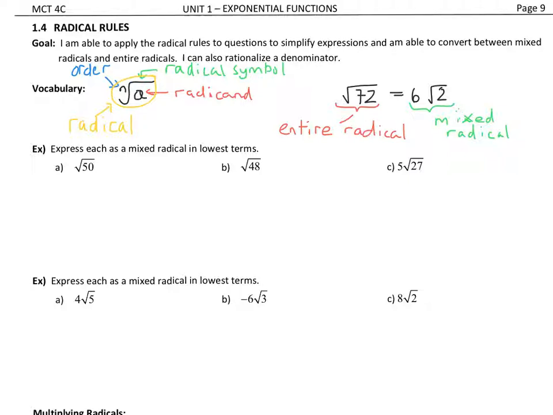All right, our example here is express each mixed radical in lowest terms. Now, to do this, it's really super helpful, I can't stress that enough, to know what your perfect squares are. So, for example, 1 squared is 1, and then 2 squared is 4. So 4 is a perfect square. 1 is a perfect square, 4 is a perfect square. 3 squared is 9, 9 is a perfect square. 4 squared is 16.